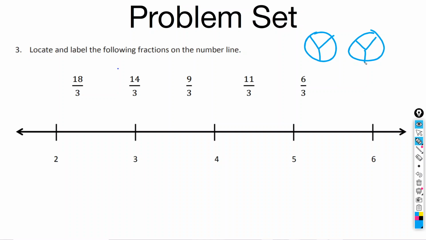Let's figure out what number goes on top. Count our pieces. 1, 2, 3, 4, 5, 6. So right here, 6 thirds is going to be my start point. 6 thirds, and that one is done. Because it's broken into thirds, I need to break up each number. So between 2 and 3, I break it into thirds. Between 3 and 4, I break it into thirds. Between 4 and 5, I break it into thirds. And between 5 and 6, I break it into thirds.